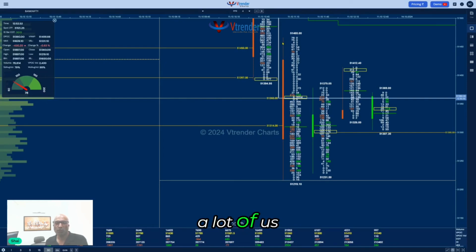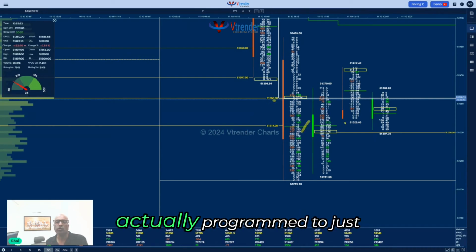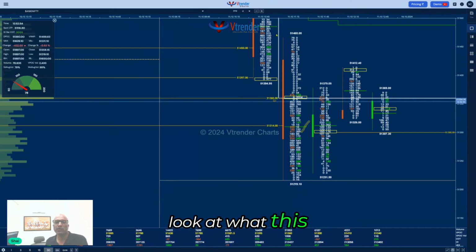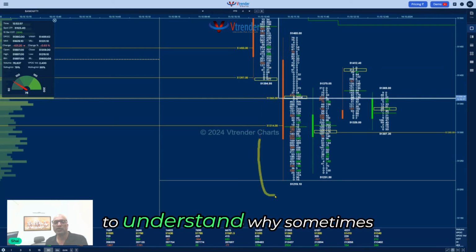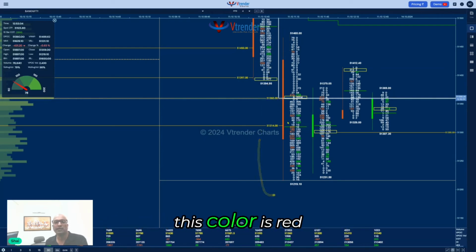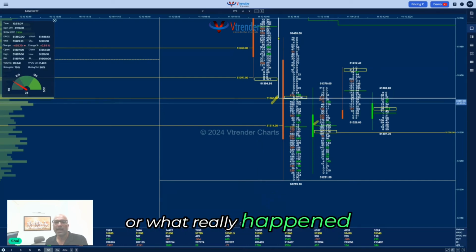Now, a lot of us, when we first see an order flow chart, focus on this candle. We focus on the color of this candle, and our minds are actually programmed to just look at what this color is. But this color, we have to just put it aside for some time and try to understand why sometimes this color is red and why sometimes it is green, or what really happened between the high and the low over here.